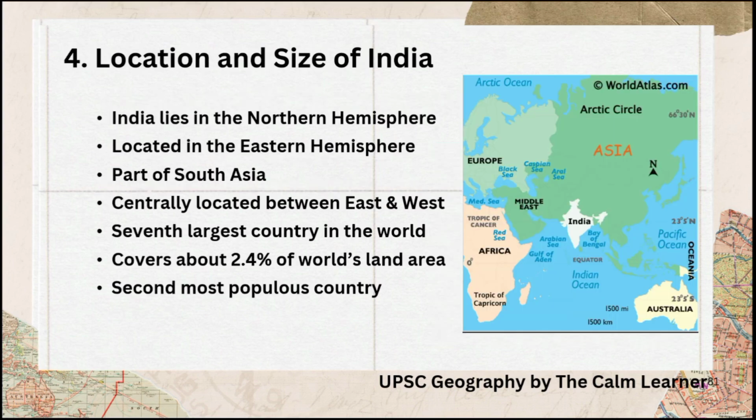Now, coming to the location of India, India lies completely in the northern hemisphere and mostly in the eastern hemisphere. It is a part of South Asia and occupies a central position in the Indian Ocean. Because of this central location, India had close contact with many countries through sea routes in ancient times. India is also the seventh largest country in the world in terms of area. So, India's size and location have played a very important role in shaping its history, culture, and trade relations.